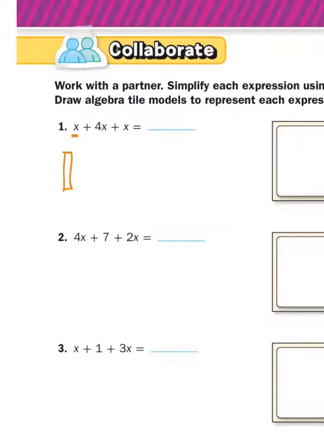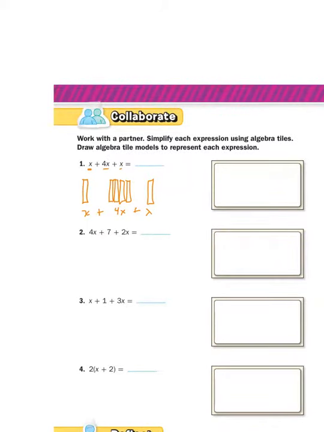Do this with me. Then we have 4 x tiles. And then we have 1 x tile. Okay, so that represents our expression x plus 4x plus x. Now, what we're going to do is group those all together. Now, notice they're all x tiles. So if we group them all together, here is our x, here's our 4x, 1, 2, 3, 4, and then our last x.